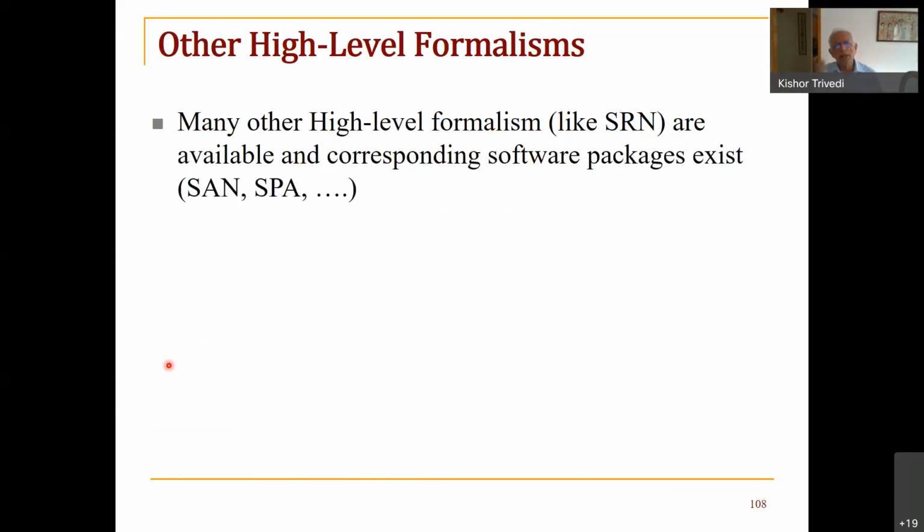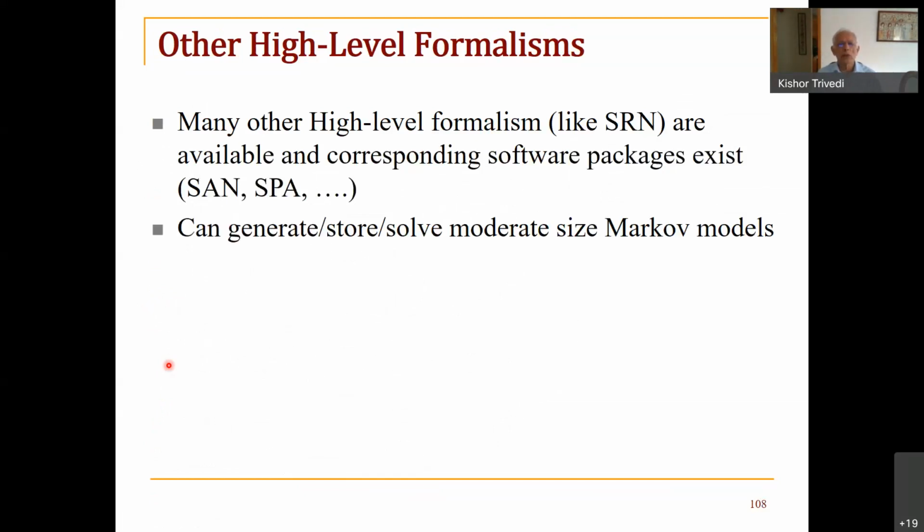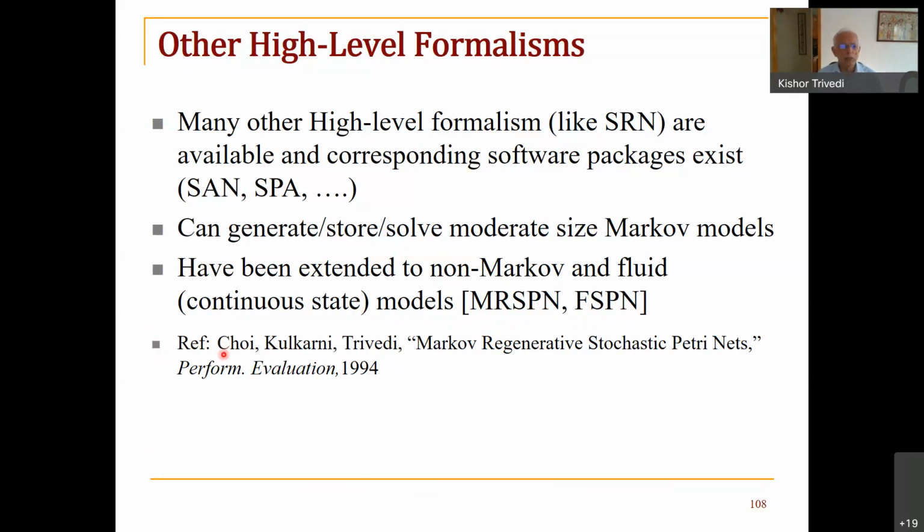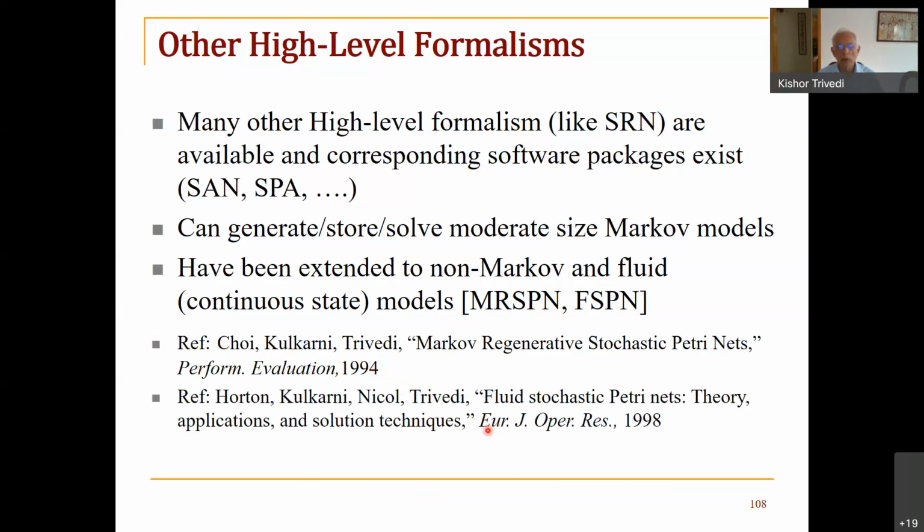Many other high-level formalisms exist like SRN, and can generate, store and solve moderate size Markov models, maybe 10 million states or something like that, and have been extended to non-Markov and fluid models. Two of our formalisms, MRSPN, Markov regenerative stochastic Petri nets, and FSPN, fluid stochastic Petri nets, are very interesting formalisms in themselves. For MRSPN, the key paper is in Performance Evaluation 1994. And for FSPN, the key paper is in the European Journal of Operational Research in 1998.